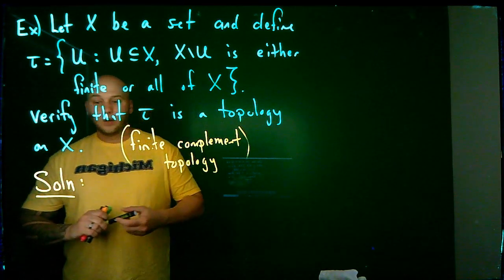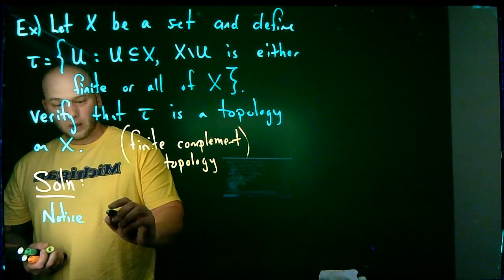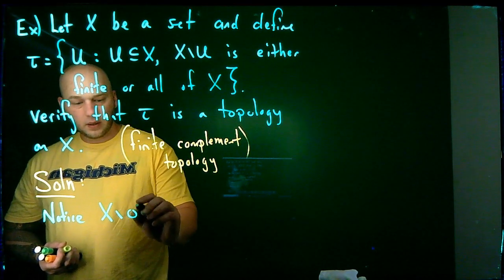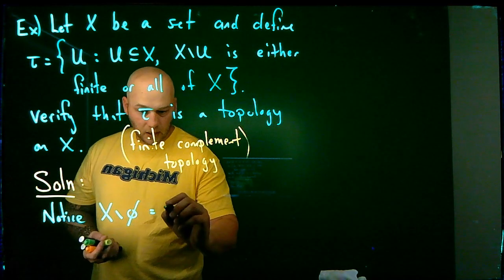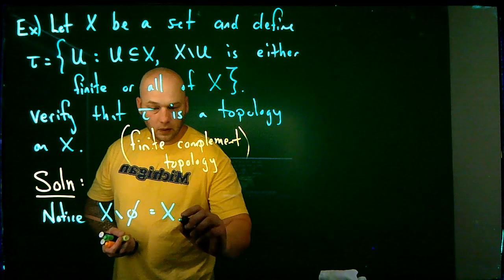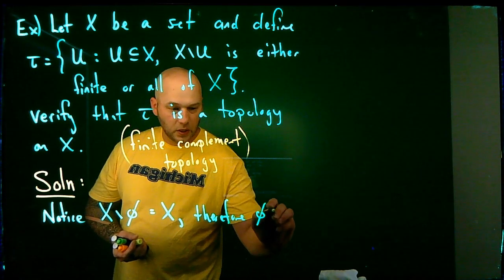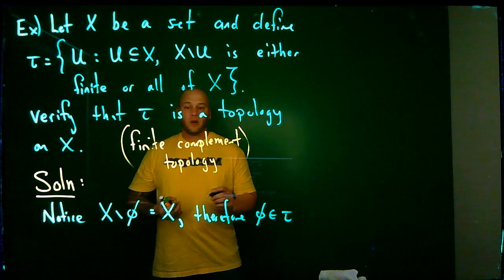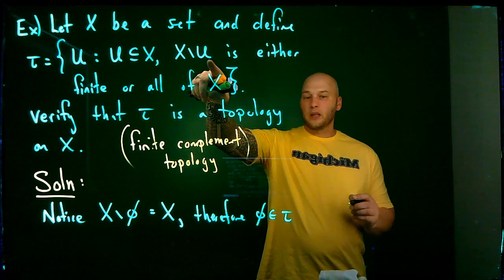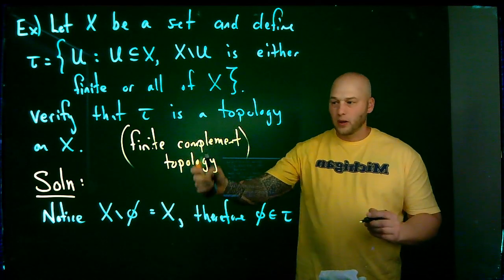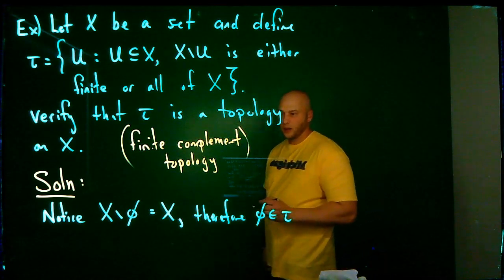Well, notice X minus the empty set, right? The set difference of X minus the empty set is the set X itself. Therefore, the empty set is an element of tau, right? Remember that the elements U are the part of the set difference that I'm subtracting off of X. So this empty set is in there because the set difference is all of X.